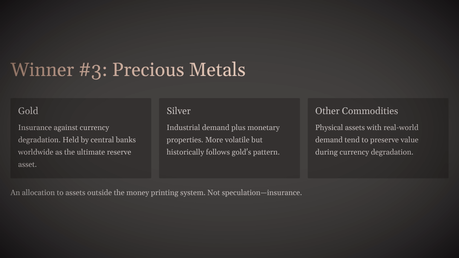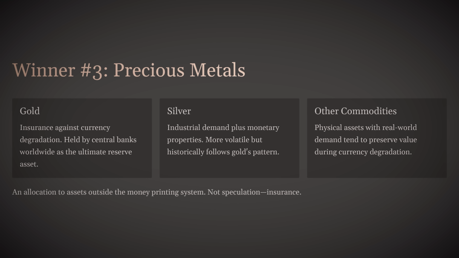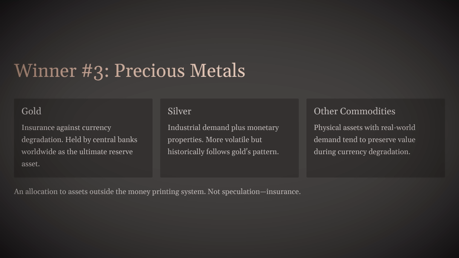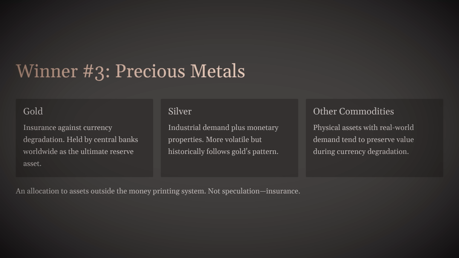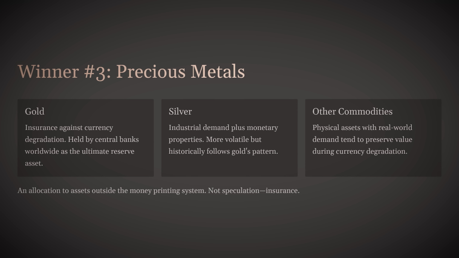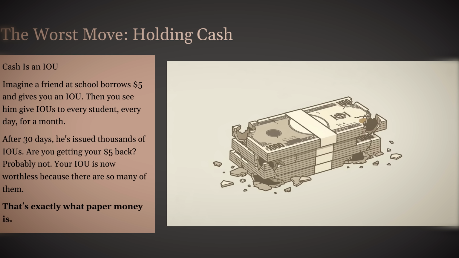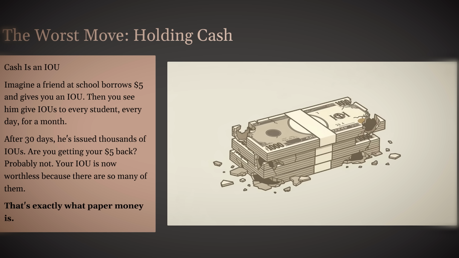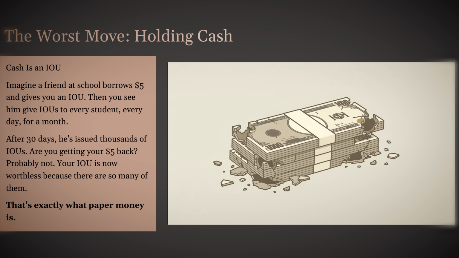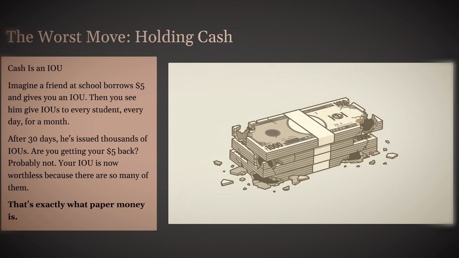And then we have metals. You could make this a broader category of commodities, but let's keep it simple to metals. We talked about gold and silver, the shiny things. We discussed these as insurance, not as the whole portfolio, but some allocation to assets outside of the money printing system. But the worst thing you can do is people get fearful when they hear about these things. And what do they then do? They go into cash. Because somehow you think cash is the safest thing.